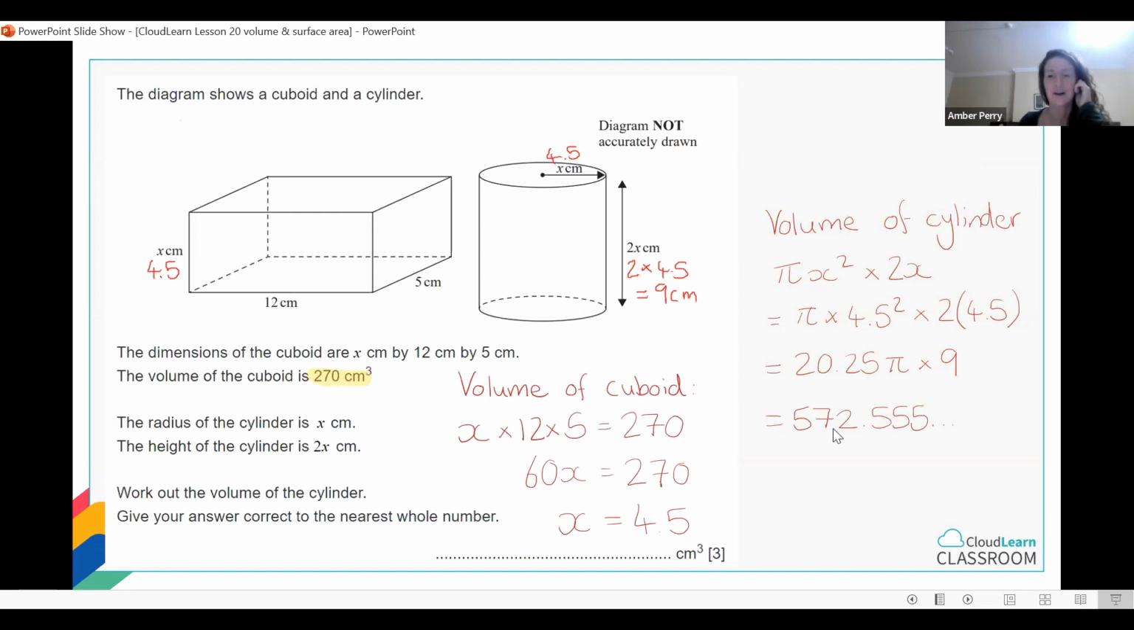Okay, so then putting all of that into your calculator, you get 572.555, and then always look back at the question. Did they ask me to give the answer in a particular way? And yes, they have. They've asked us to give the answer correct to the nearest whole number. So rounding to the nearest whole number, in this case, it is 573 centimeters cubed.